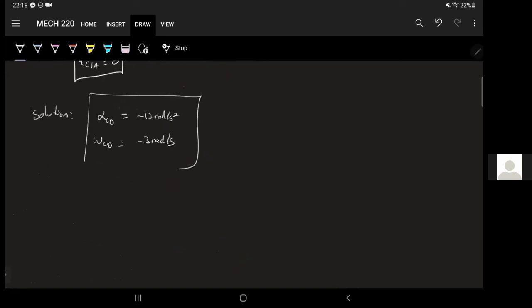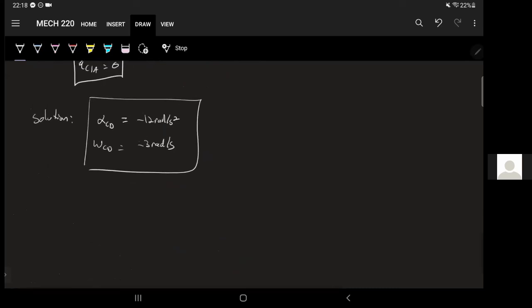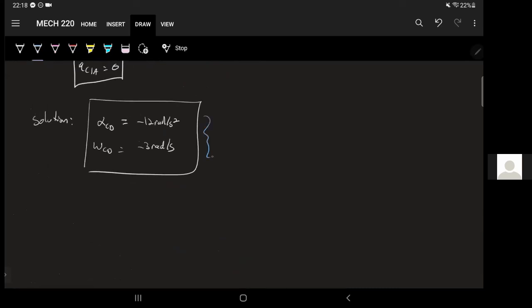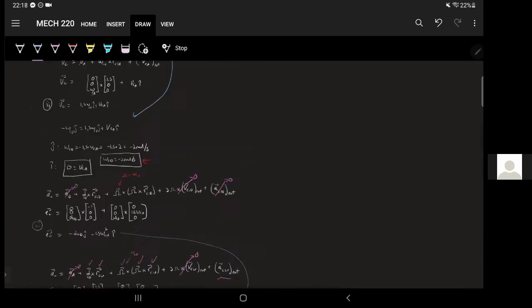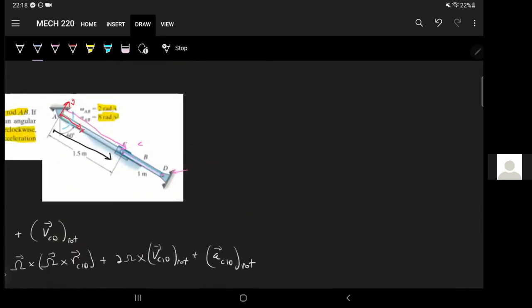And this is the answer. They're both clockwise, of course, which makes sense. Because if we imagine this bar going this way, and we imagine this one going this way, and it's going that way, it's rotating this way, which is clockwise.